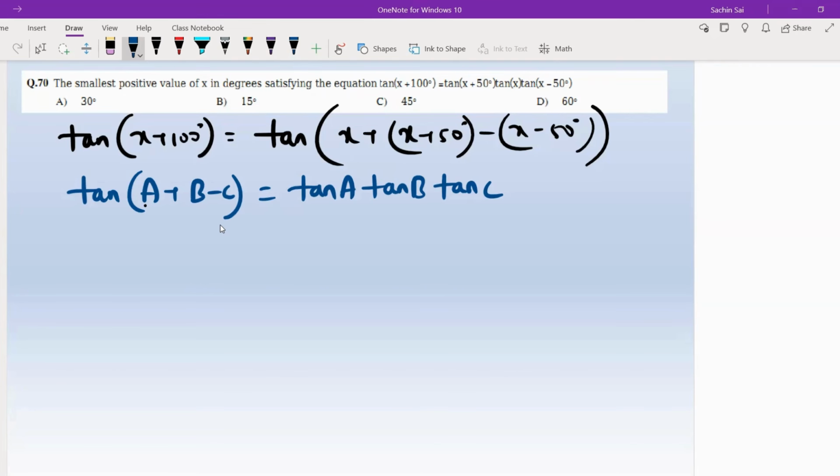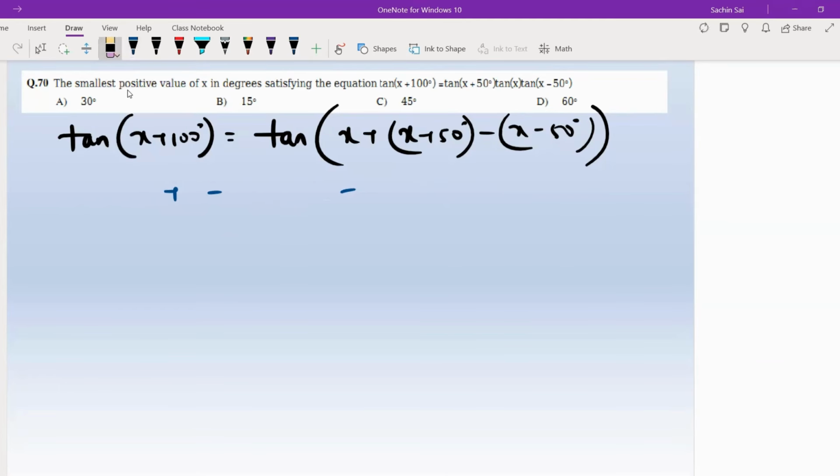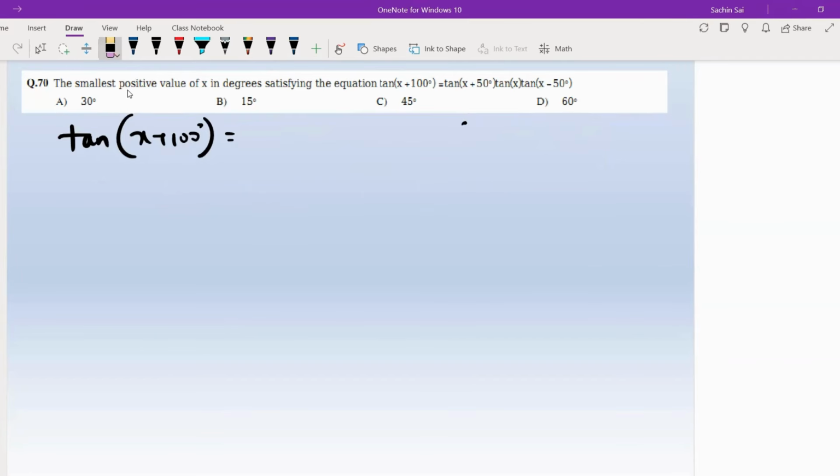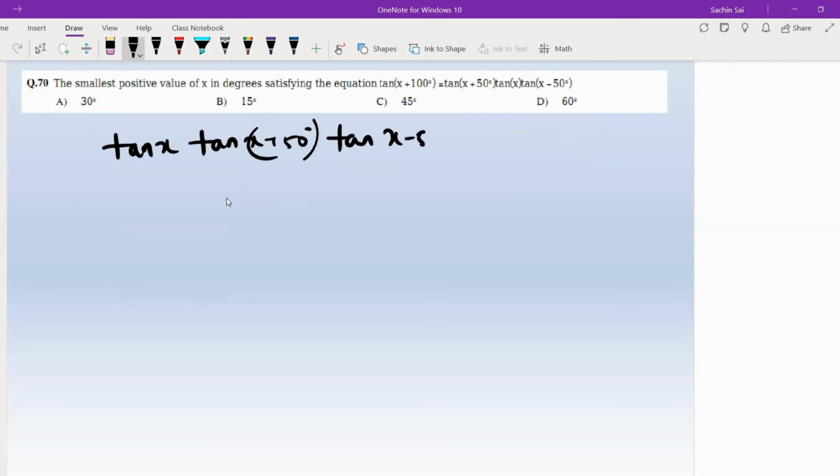All right, looks like we have to simply expand the term on the right hand side. So what is the right hand side? You have tan x into tan of x plus 50 degrees into tan of x minus 50 degrees.